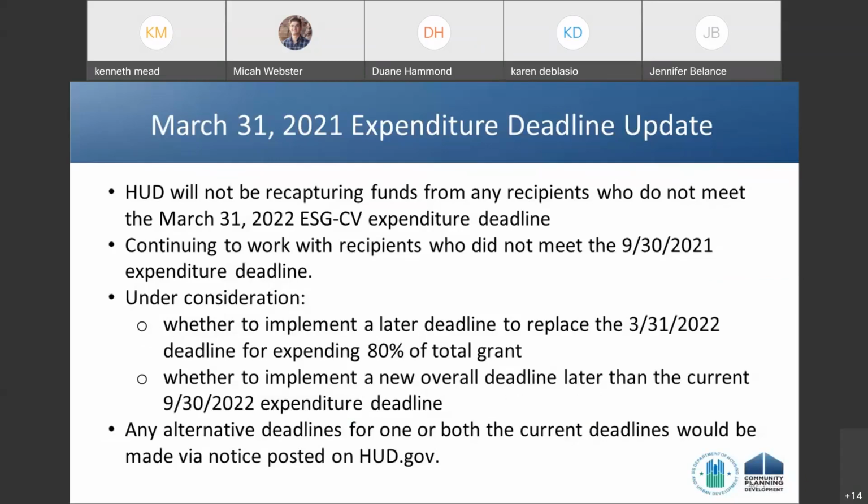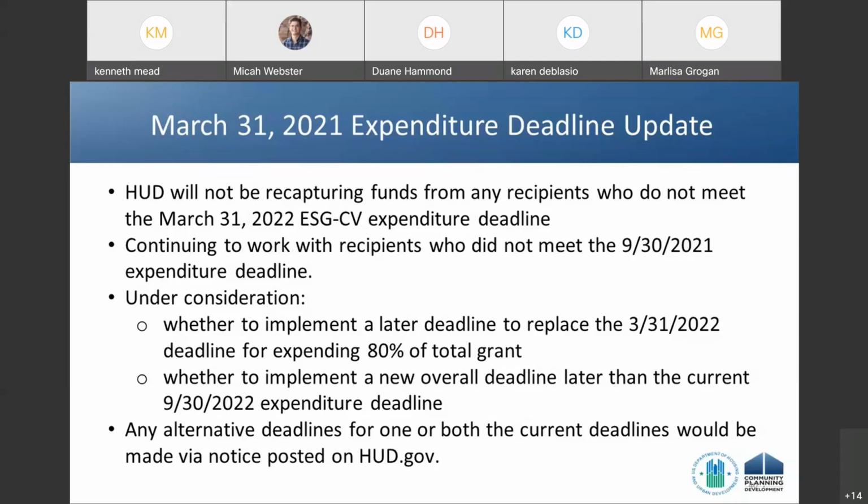Thanks, Norm. Hi, everybody. We have the good news for some, or the relieving news, that HUD has decided not to recapture any funds from recipients who don't meet the March 31st, 2022 ESGCV expenditure deadline. So if you are not anticipating that you'll meet that March 31st deadline, you can be assured that we're not recapturing if you don't meet the 80%.